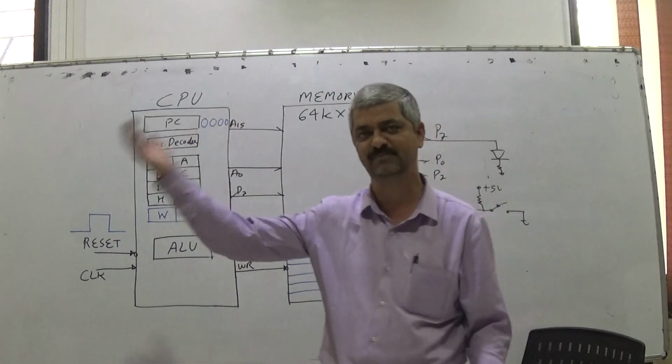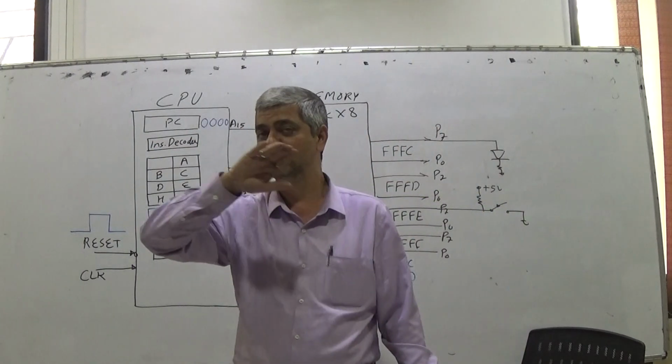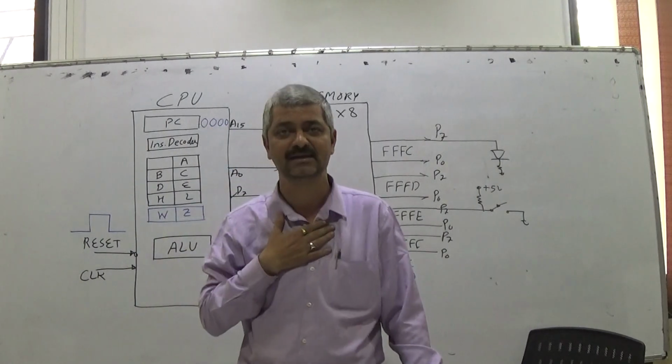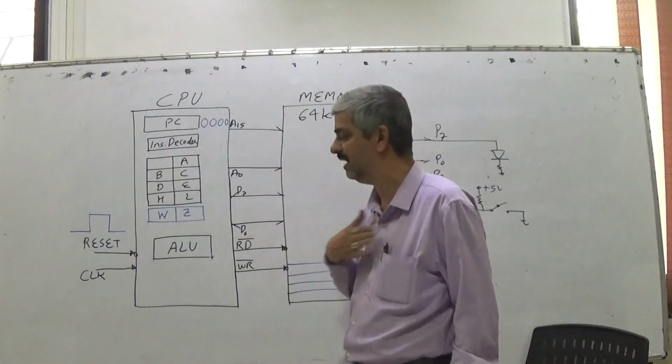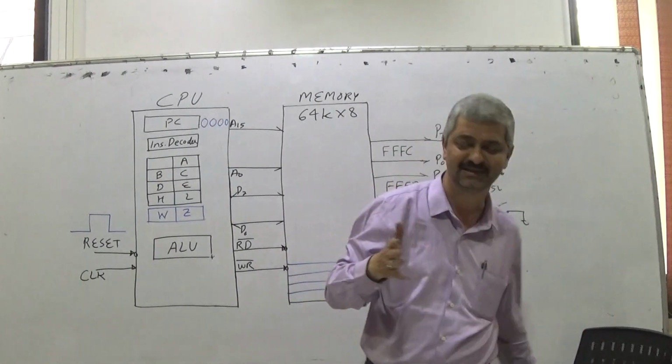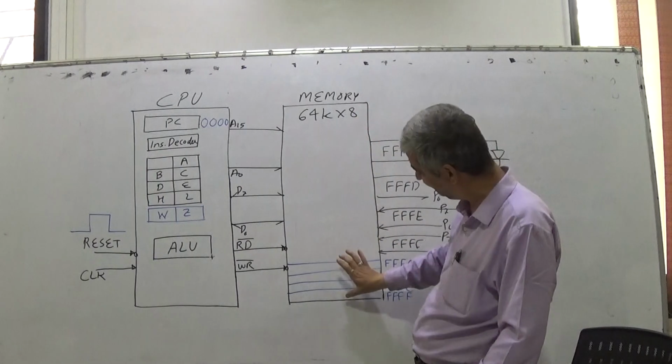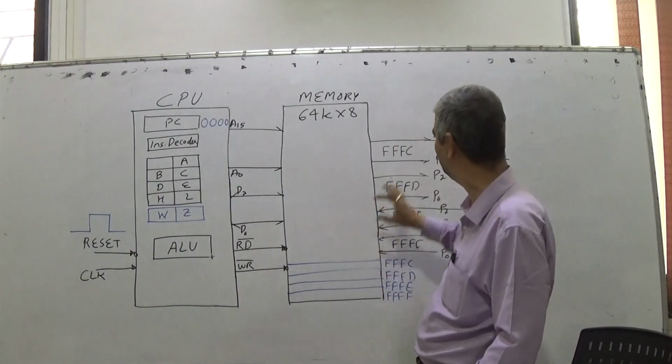Something is happening between CPU and memory. So memory is accessible to CPU but not to me. I am the user, so I should have, how many locations are there? 65,536. Of them, the last 4 locations are made accessible to me.